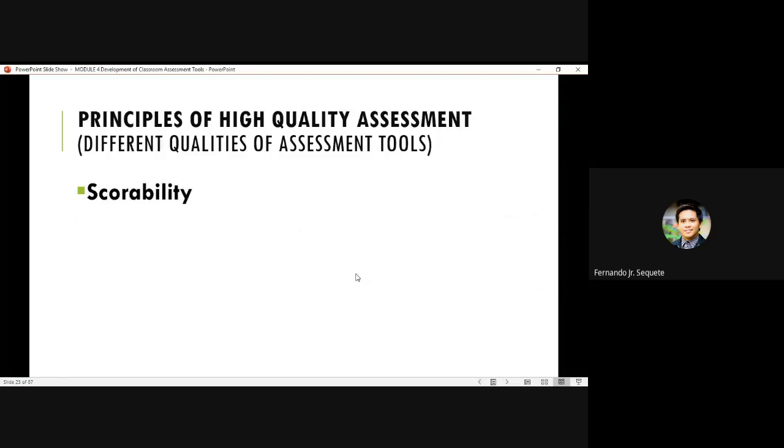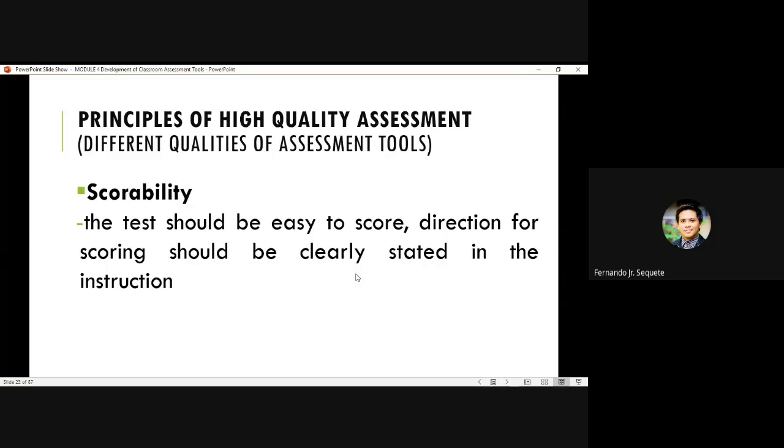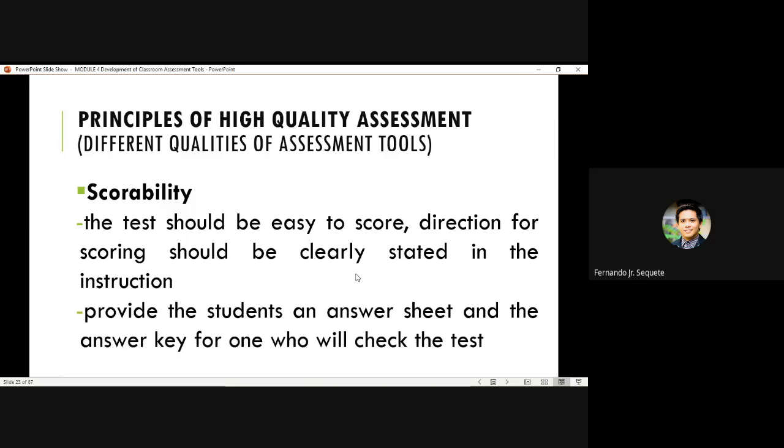The other one is scoreability. The test should be easy to score. It should not be complicated. Like for example, if the scoring is wrong minus one, right minus wrong, somewhat like that, the scoreability is somewhat complicated, and perhaps your students cannot comprehend that one. Therefore, by the time they will be answering the exam, probably they will be more focusing on the scoring procedure, not really on the exam. So that is what we mean by scoreability. Next, provide the students an answer sheet and the answer key for the one who will check the test.